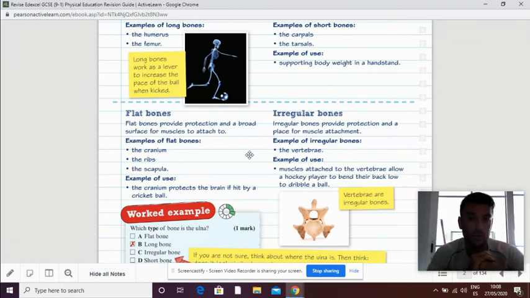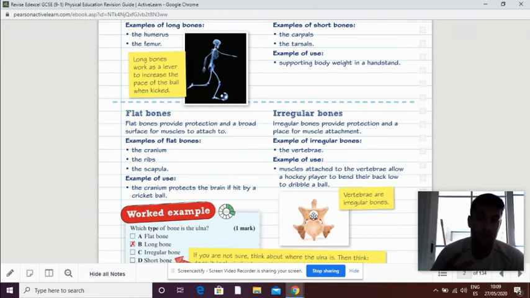Now, irregular bones provide protection as well and are also a place for muscle attachment. It's very similar to flat bones, to be honest. However, irregular bones just look a little bit irregular. So the vertebrae is the best example of that. So think about the vertebral column in the back. Look at the picture here. They just look a bit strange. They have specific uses and are designed for that. An example of use of this is that muscles attached to the vertebrae allow a hockey player to bend their back to dribble the ball.